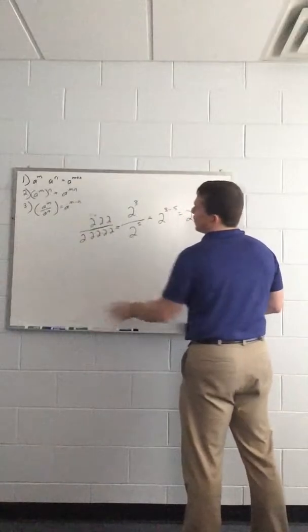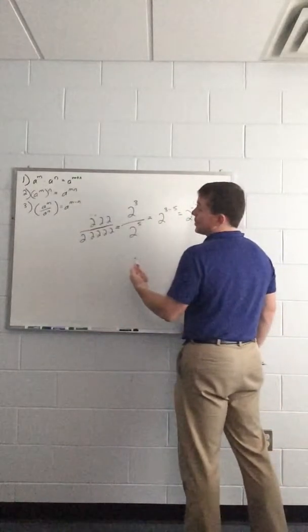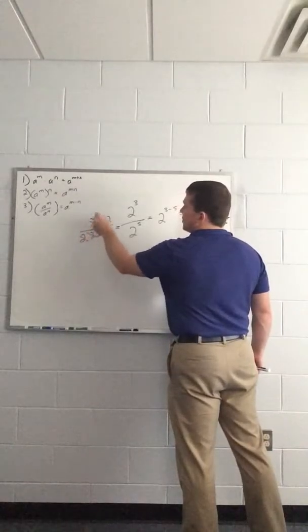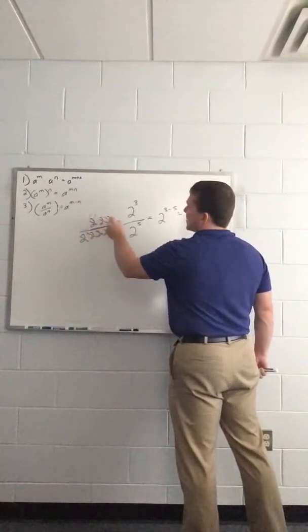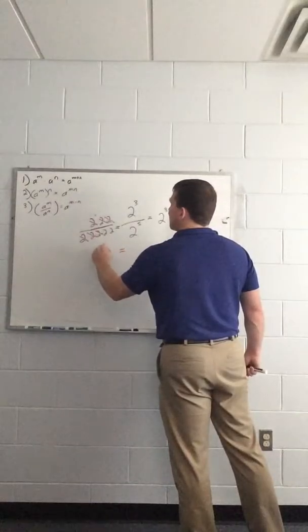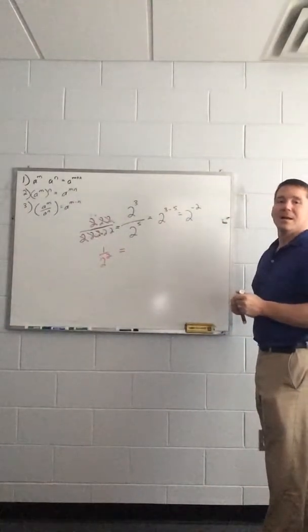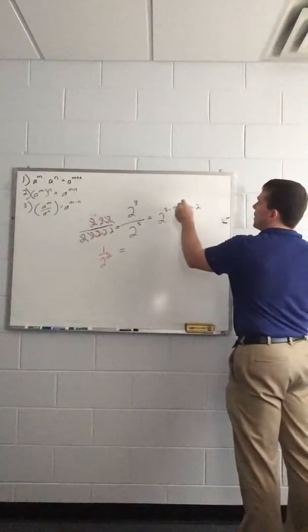And now, like I said, go back to like 2nd or 3rd grade when you learn these. Cancel common factors. This 2 cancels that 2, this 2 cancels that 2, this 2 cancels that 2, and we're left with 1 over 2 squared. And now we see what happens with negative exponents.